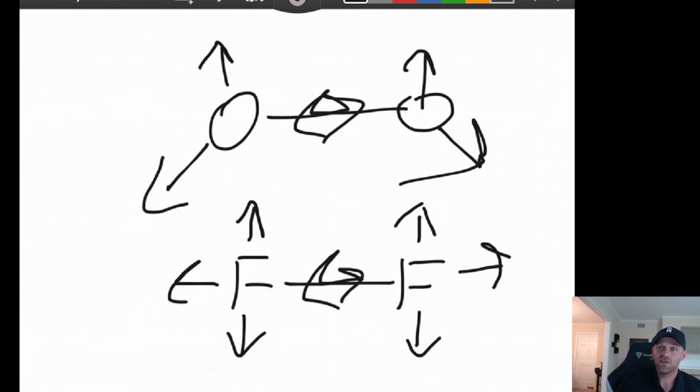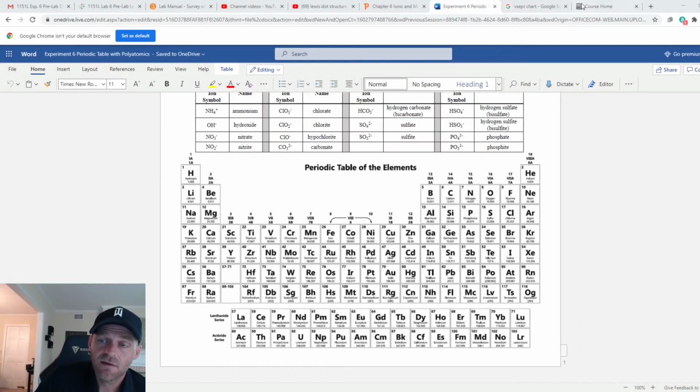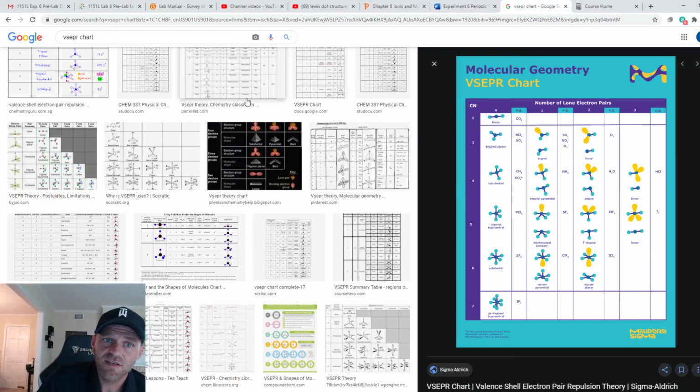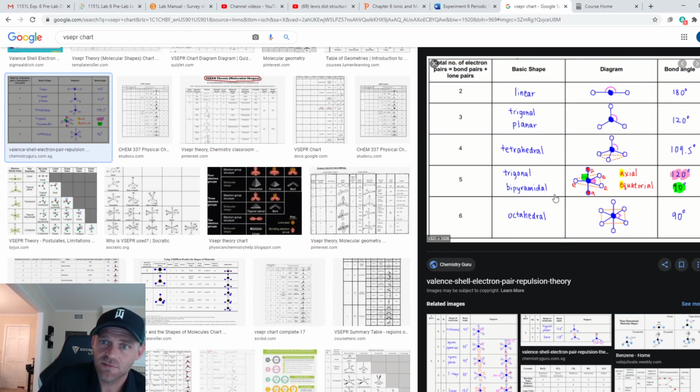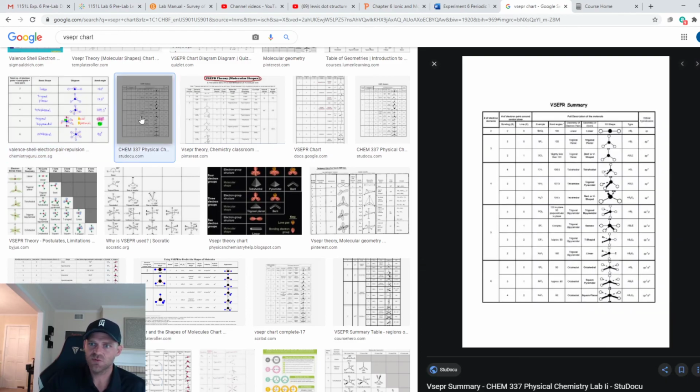This brings me to the VSEPR model. The VSEPR model is a way of predicting shape. Okay, so I'm going to do this one. All right, so you see here on this chart, this is one of the simpler ones, but there's all different kinds of charts. Your book has one. This is the one I'm most familiar with.